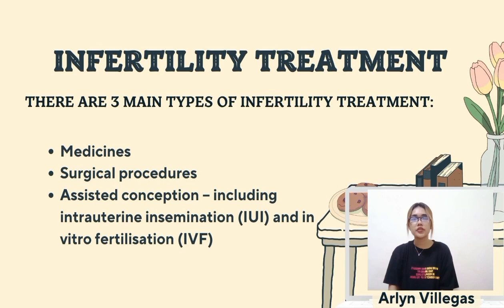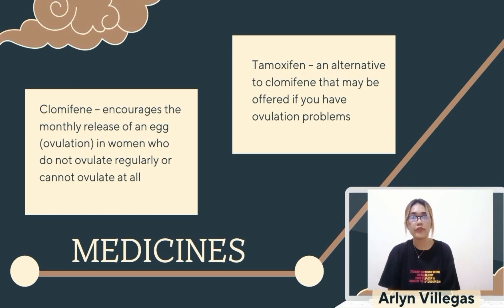Now let's move on to infertility treatment. There are three main types of infertility treatment: medicines, surgical procedures, and assisted conception, which includes IUI and IVF. The first treatment that we will discuss is medicine. Common fertility medicines include clomiphene, which encourages the monthly release of an egg in women who do not ovulate regularly or cannot ovulate at all. The next one is tamoxifen, an alternative to clomiphene that may be offered if you have ovulation problems.